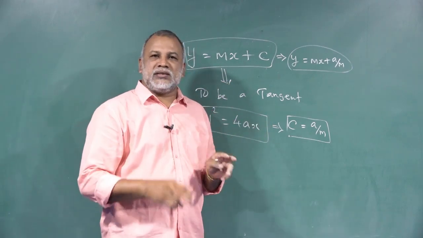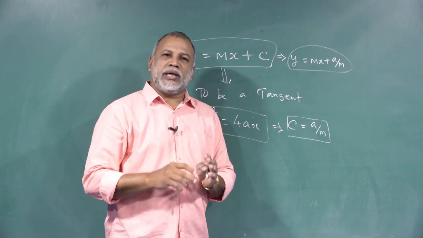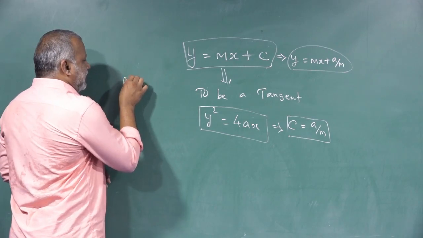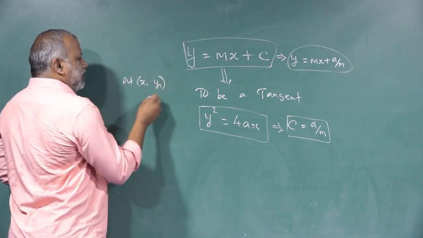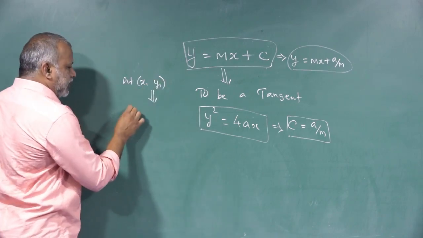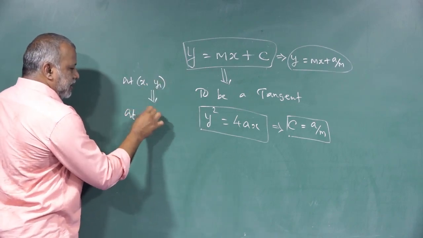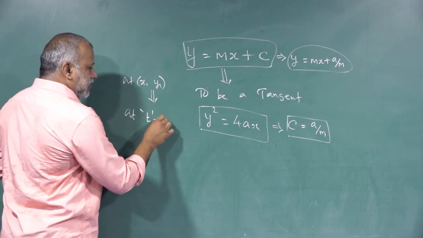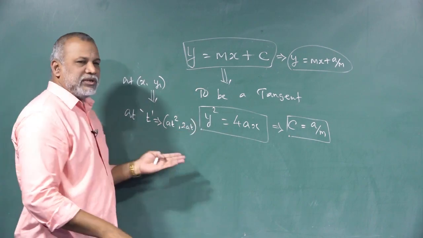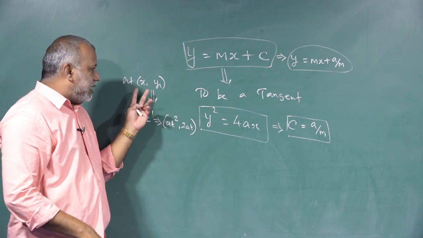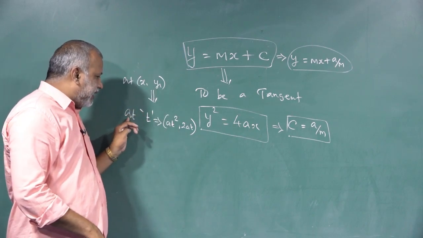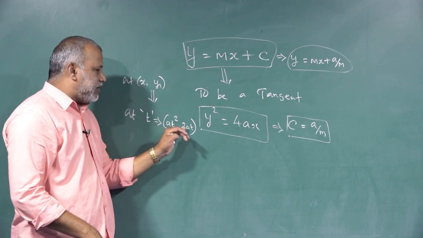Before that, we already discussed two types of tangents. What are the two types? The equation of the tangent at x1 comma y1, which we derived. Then, instead of x1 comma y1, the equation of the tangent at t, where t means at squared comma 2at. This is nothing but the parametric form. So we already worked out the equation of the tangent at x1 comma y1 and the equation of the tangent at t.